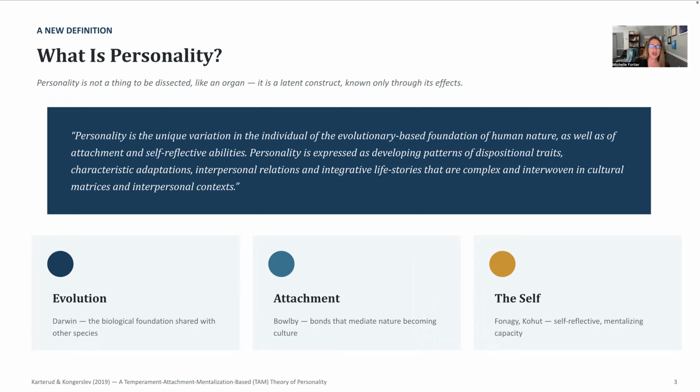So off to the left, we have evolution, where we start off. Darwin, the biological foundation shared with other species, is part of this personality. Then we move over to attachment, and we include ideas from Bowlby, bonds that mediate nature becoming culture. Then we go off to the right, and we have the self with Fonagy and Kohut, self-reflective mentalizing capacity.